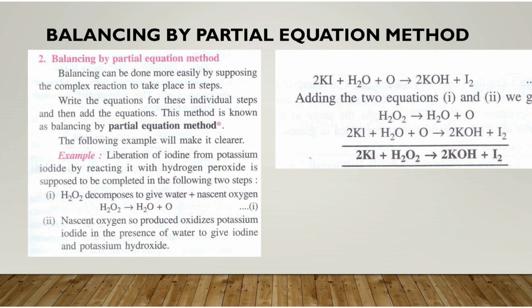This method we call the partial equation method. So there are two methods, hit and trial and partial equation. I hope all of you understand these two types, and you can balance a chemical equation by either method. In a complex reaction you use the partial equation method, and in a simple reaction you can use the hit and trial method.